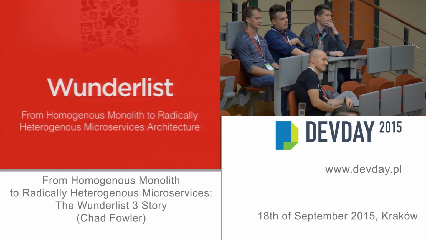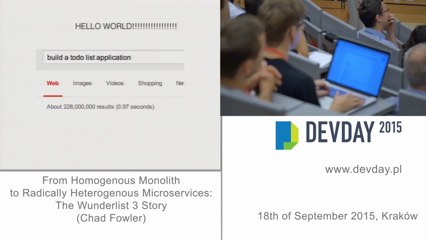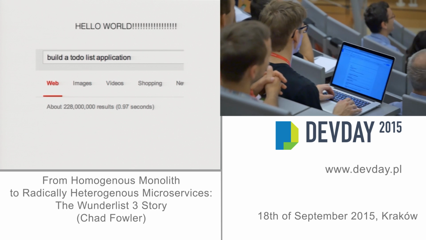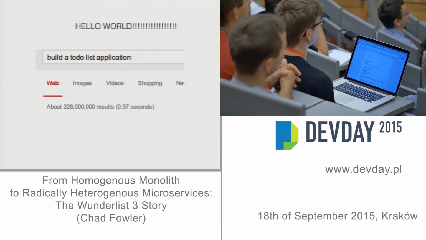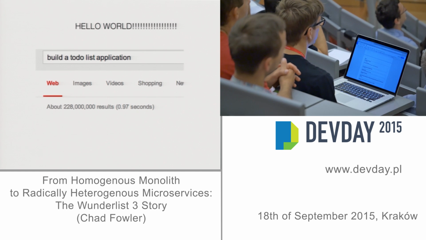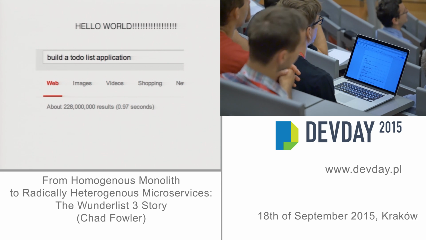So if you go onto Google and search for to-do list or build a to-do list application, you will find something like 228 million results. So I can say that the to-do list is basically the new hello world of applications, and this is what I've dedicated myself to doing.